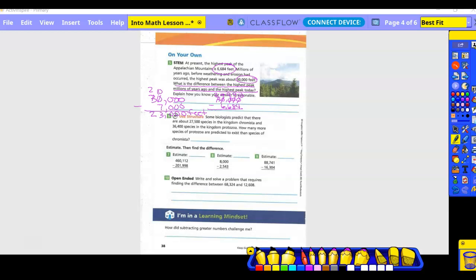Okay, so 10 minus 4 is 6. 9 minus 8 is 1. 9 minus 6 is 3. 9 minus 6 is 3. And I bring down my 2. So 23,316 feet. So are those close? Yes. Okay. So our answer is reasonable.